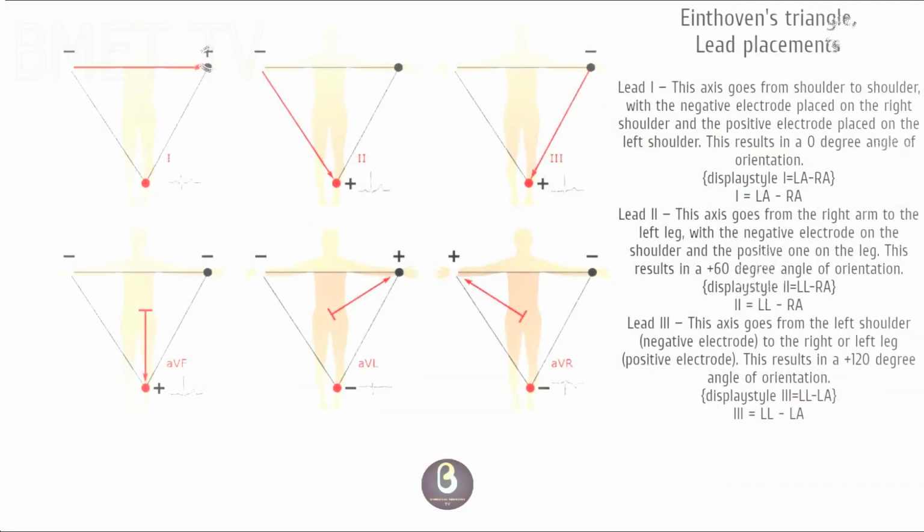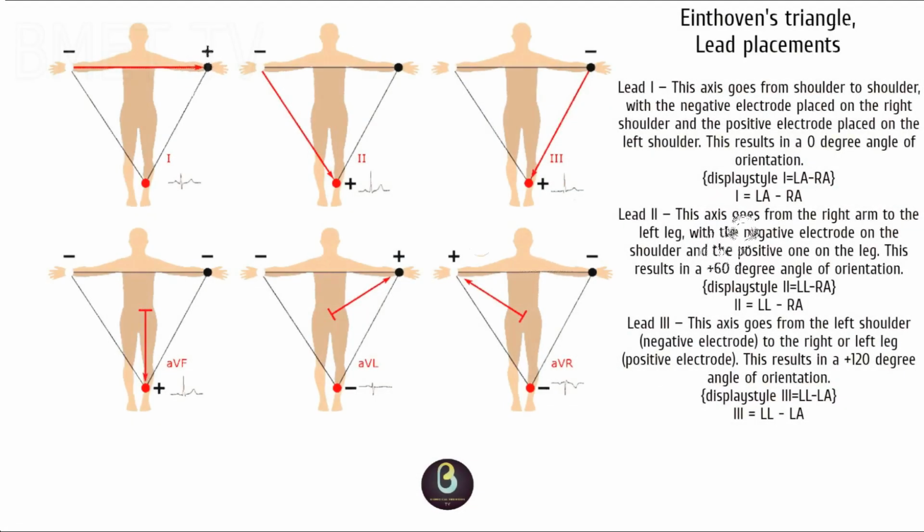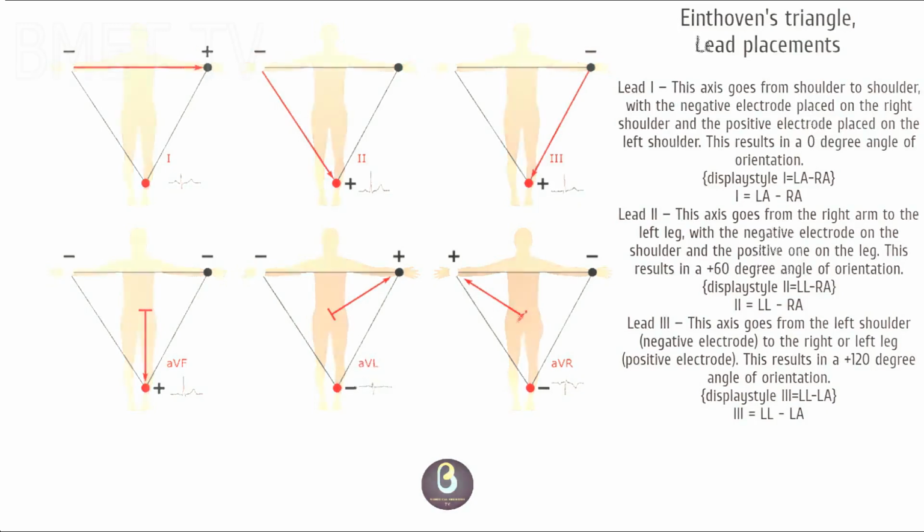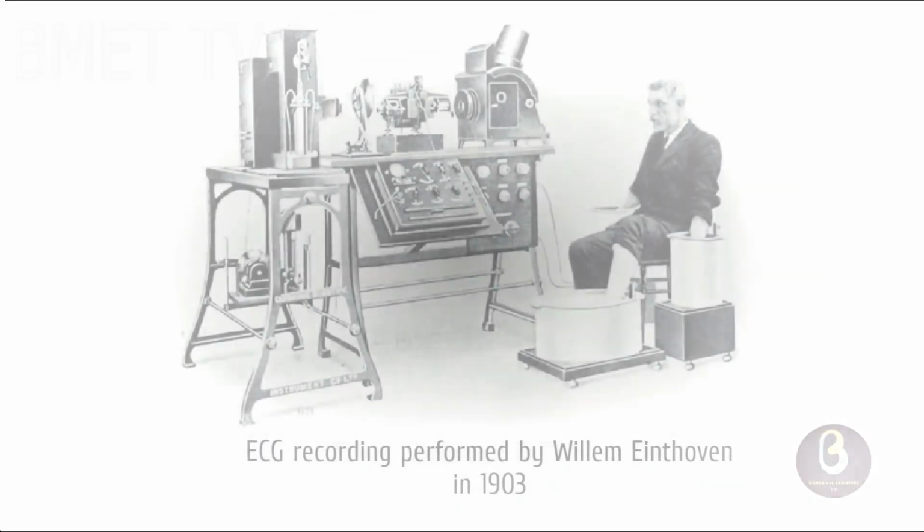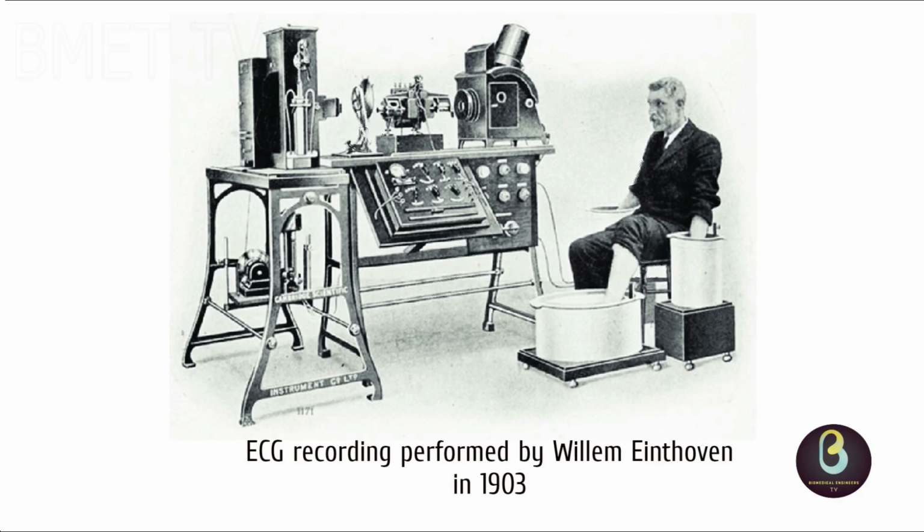Einthoven's triangle is an imaginary formation of the three limb leads in a triangle used in electrocardiography. Formed by the two shoulders and the pubis, the shape forms an inverted equilateral triangle with the heart at the center. It is named after Wilhelm Einthoven, who theorized its existence. Einthoven used 3 measuring points by immersing the hands and feet in pails of salt water as the contacts for his string galvanometer, the first practical ECG machine.